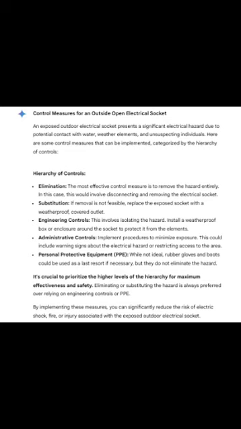It's crucial to prioritize the higher levels of the hierarchy for maximum effectiveness and safety. Eliminating or substituting the hazard is always preferred over relying on engineering controls or PPE. By implementing these measures, you can significantly reduce the risk of electric shock, fire, or injury associated with the exposed outdoor electrical socket.